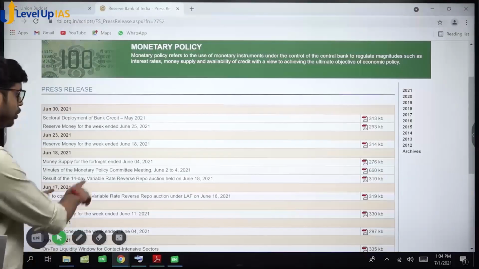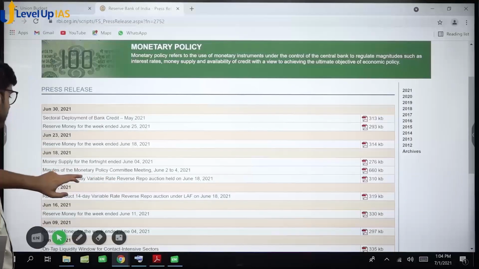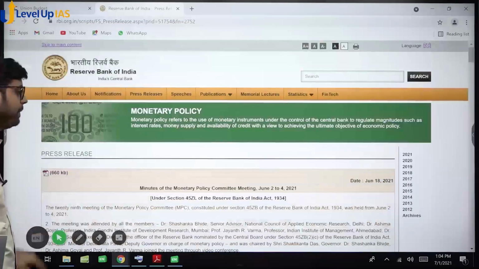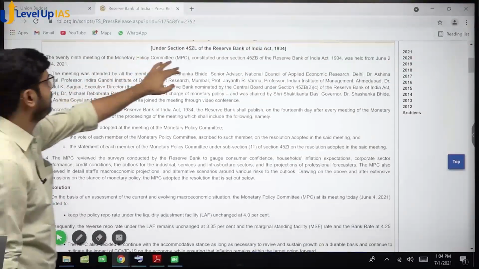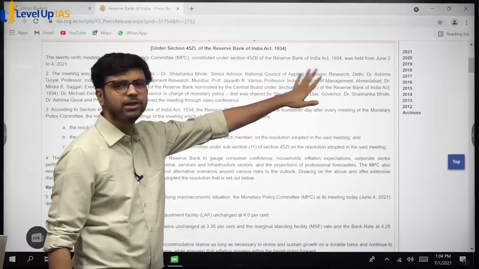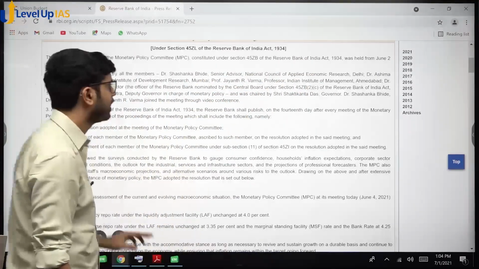See this. June 2 to June 4, the latest Monetary Policy Committee meeting happened. Let's read the minutes. Okay? 29th meeting of the MPC constituted under the Reserve Bank of India Act. So this I might have missed. MPC is constituted under the Reserve Bank of India Act. It is under the RBI Act.